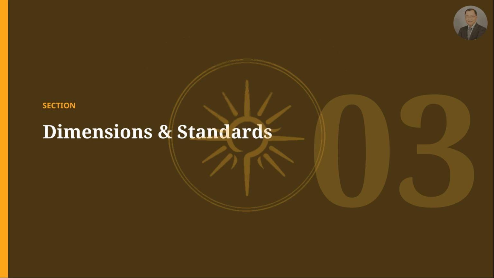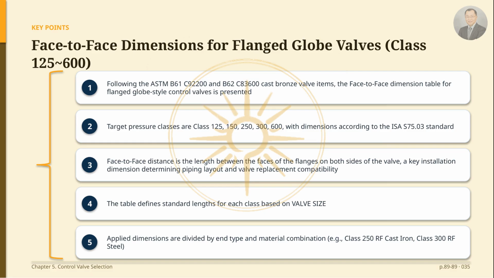Next, we turn to dimensions and standards. Next, I will introduce the face-to-face dimensions for flanged globe-style control valves. We previously covered cast bronze valve materials such as ASTM B61 C92200 and B62 C83600, and from here we move to the table that defines the installation dimensions for those valves. The pressure classes covered by this table are Class 125, 150, 250, 300, and 600, all of which are dimensions according to the ISA S75.03 standard.